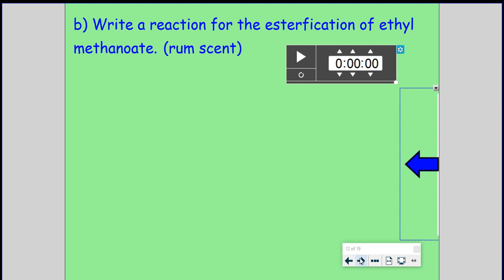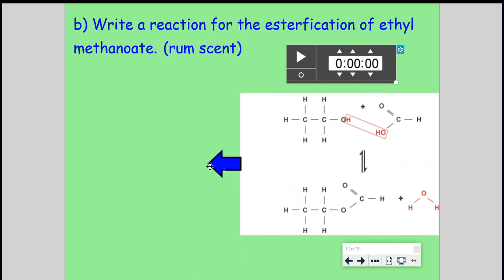Right, we're going to continue though. And we have the question asking us to write the reaction for the esterification of ethyl methanoate. That gives you a rum scent. If you go to the grocery store and you buy concentrated rum scent, it's not actually rum, right? It's likely going to consist of an ester. And ethyl methanoate would give you that rum scent. So the esterification reaction would mean that the ethyl would have come from ethanol and that the methanoate would have come from methanoic acid. Looks like this.